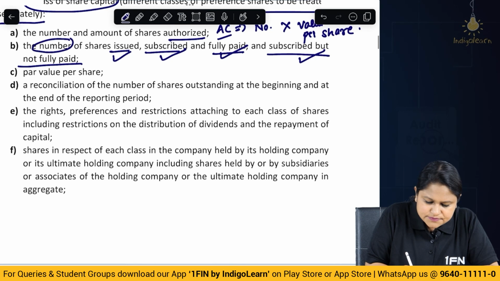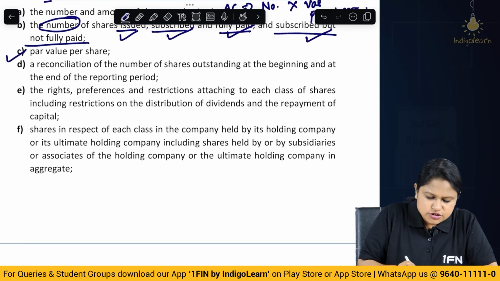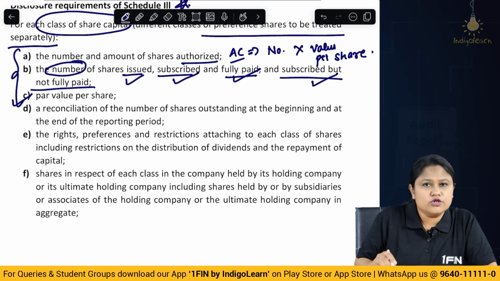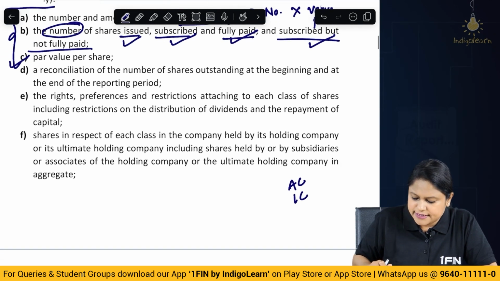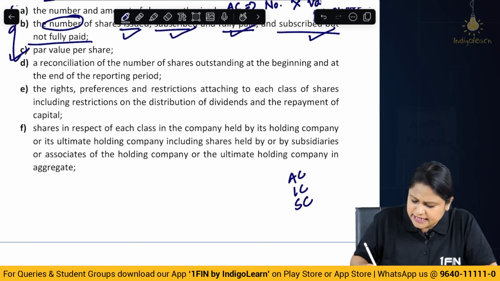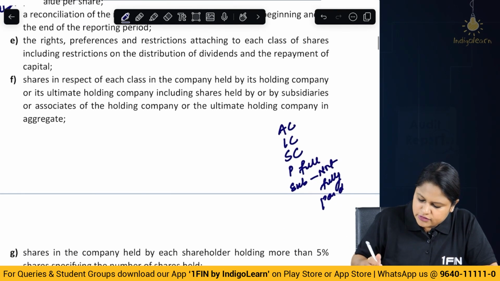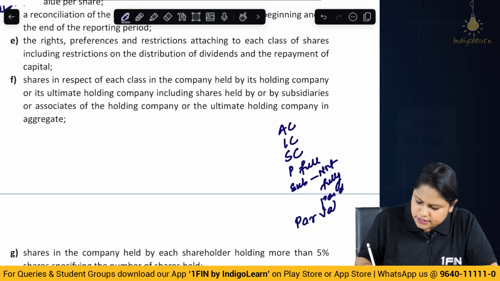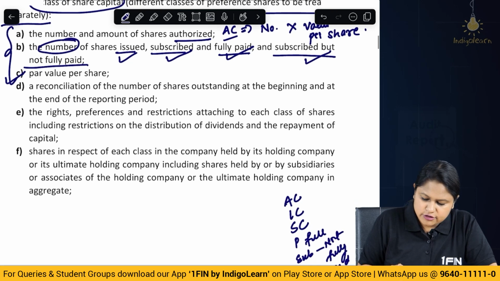So these are the number of shares. Then par value per share. Correct? So these are things you already know, where we are discussing authorized capital, issued capital, subscribed capital, paid up which is fully paid, and then subscribed but not fully paid. Then apart from that, you give one more piece of information regarding par value. Correct? So these are the points.